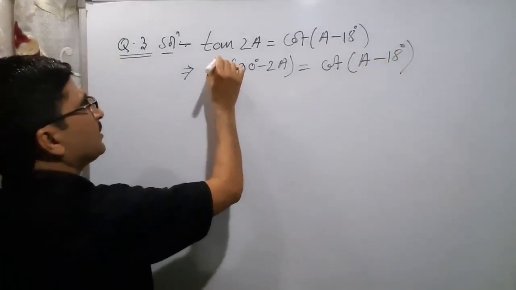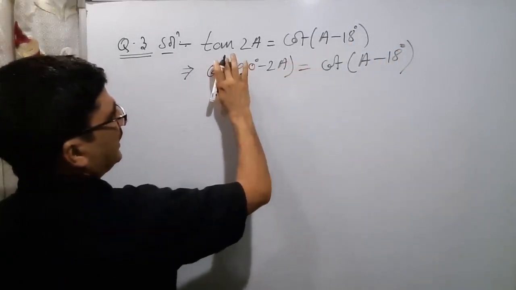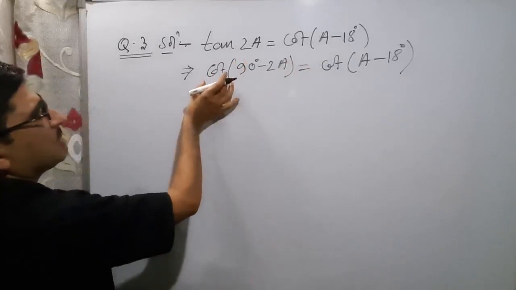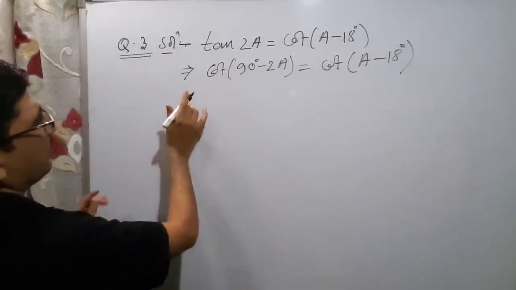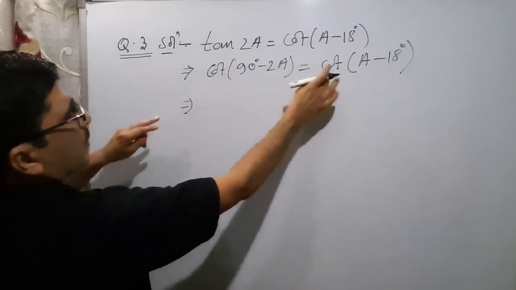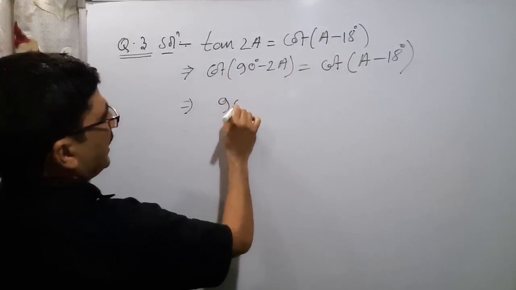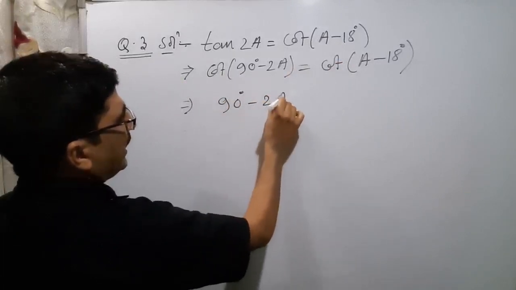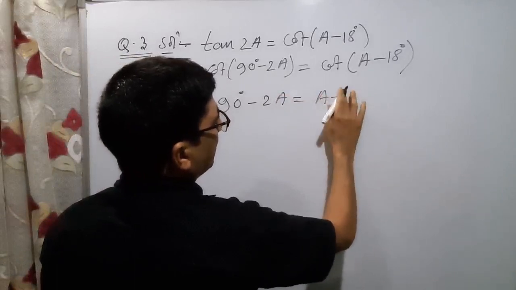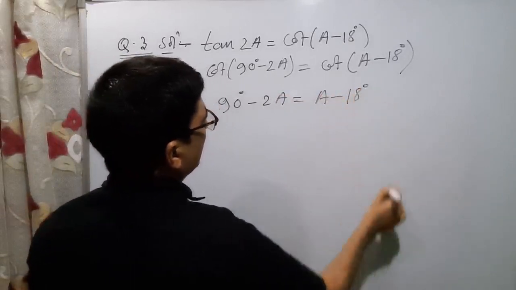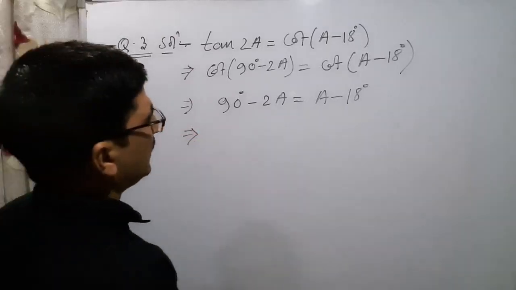My dear students, please don't cut this or like this or like this. It gives another meaning. So please just remove cot from both sides. You can write it in brackets or without writing, just remove it. Cot same, you have removed that one. 90 degree minus 2a is equal to a minus 18 degree. Now we can solve this in this way.